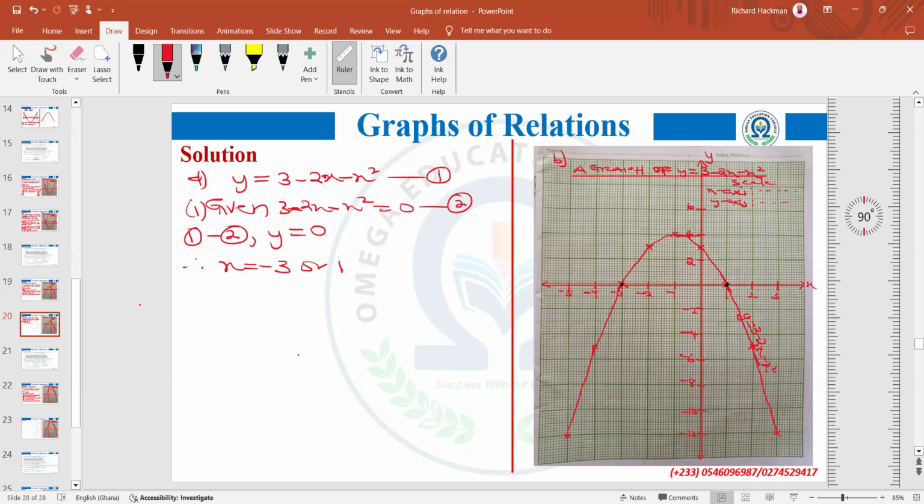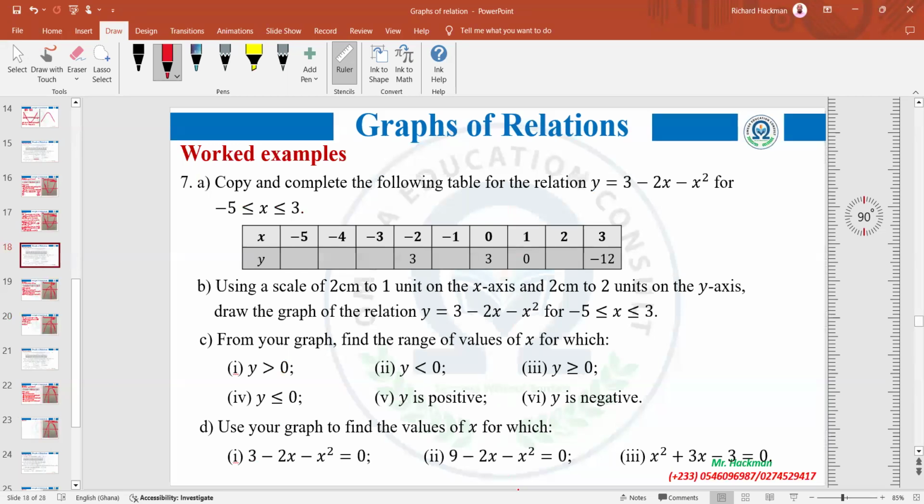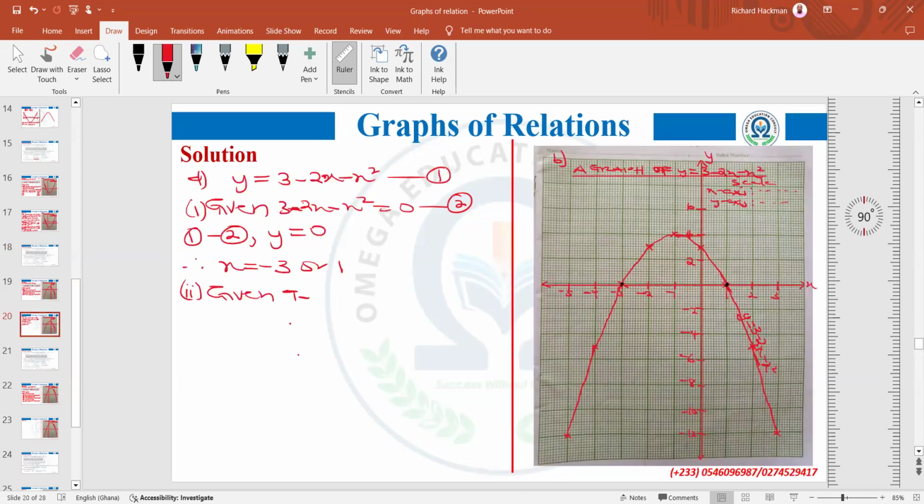We are moving on to II. For II, we need to extract the given equation that we need to solve. So let's go back to the question: 9 minus 2x minus x squared is equal to 0. So this one is different from the previous one, and everything is on one side equated to 0 as well. So you can label this one as equation 3. All correct?